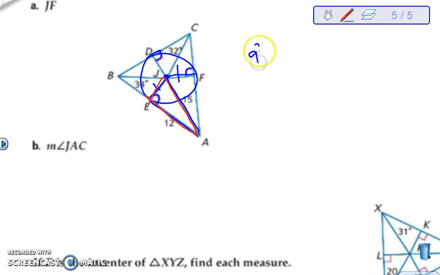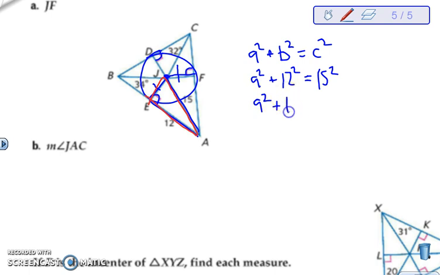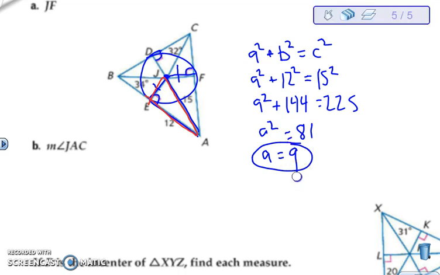And if we recall, A squared plus B squared equals C squared is the equation that we use to solve for the sides of a right triangle. I know that I can use 12 for my B and 15 for my C. And so now I can solve it out and get A. Alright, so we get A equals 9. A is the same length as JF, so therefore our final answer for that, JF equals 9.